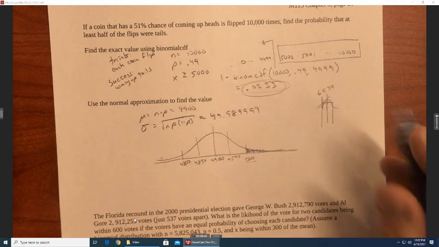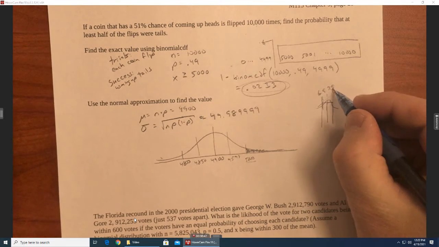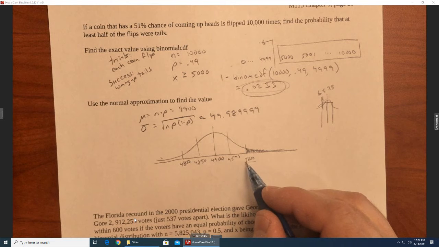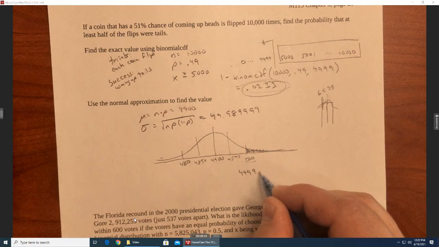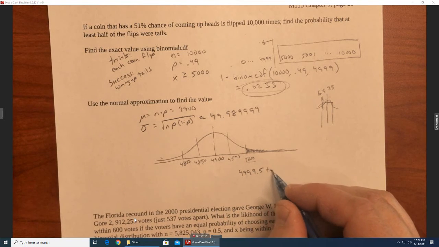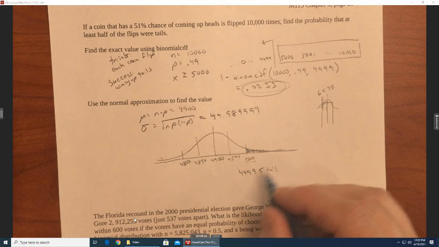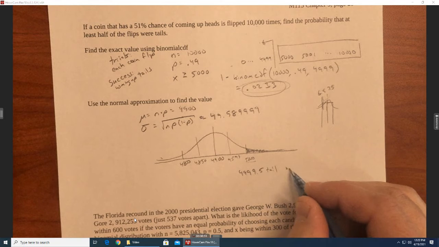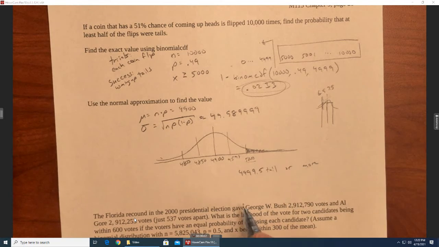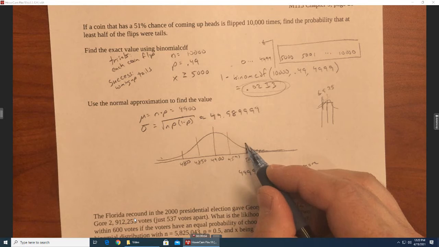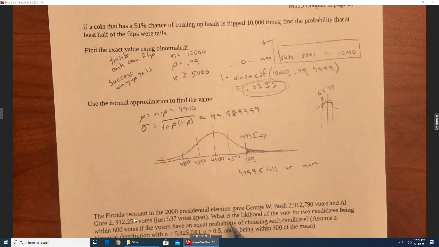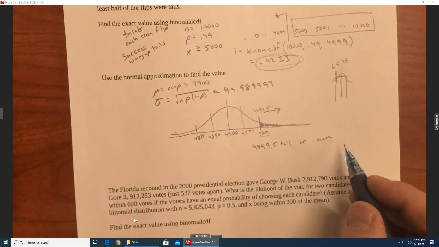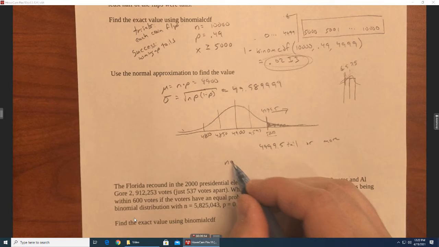My drawing was pretty bad here. It's supposed to look something like that. So in any case, bumping over slightly. So not from 5,000 over, but rather from 4,999.5 tails. There I go again. I keep saying heads instead of tails. 4,999.5 tails or more. So going from 4,999.5 to the right, that's something we can do using the binomial CDF, or the normal CDF.